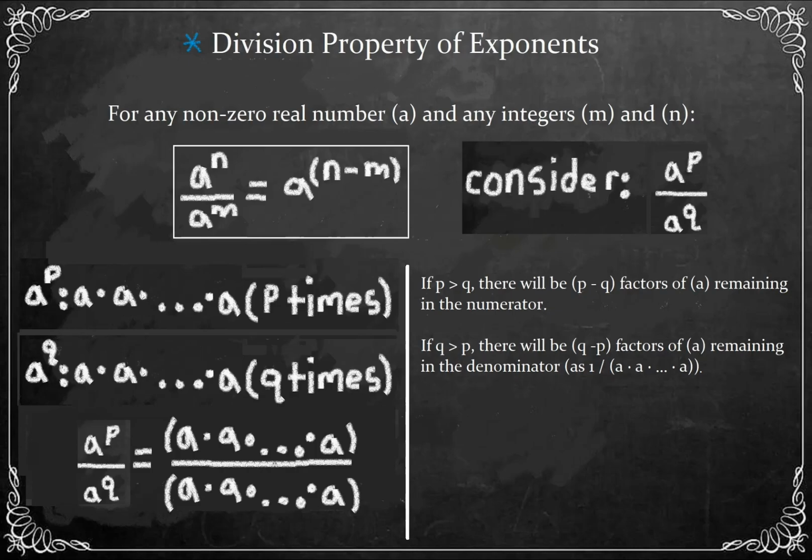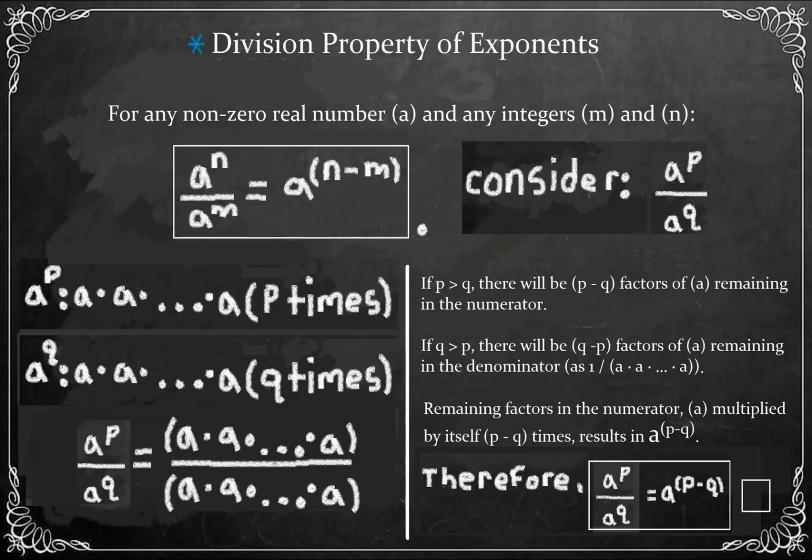We also have the case, if q is greater than p, there will be q minus p factors of a remaining in the denominator as 1 over a times itself q times. Would you agree? Then the remaining factors in the numerator, a times itself p minus q times, results in a to the power of p minus q. Therefore, a to the p over a to the q equals a to the power of p minus q.